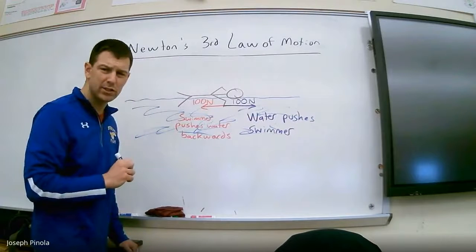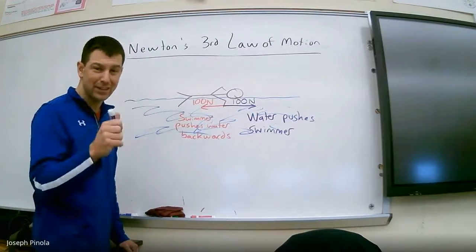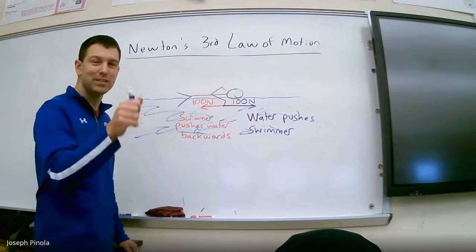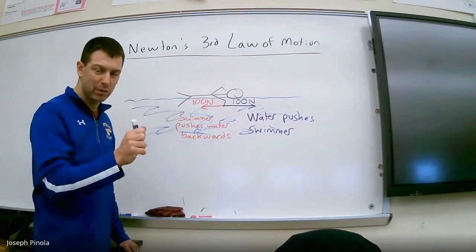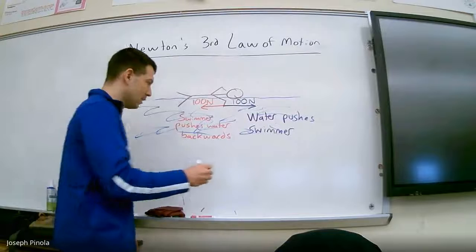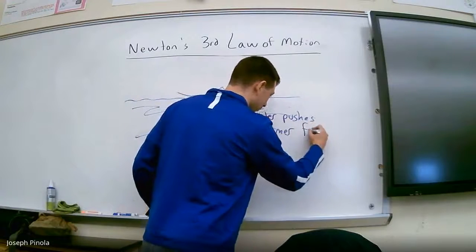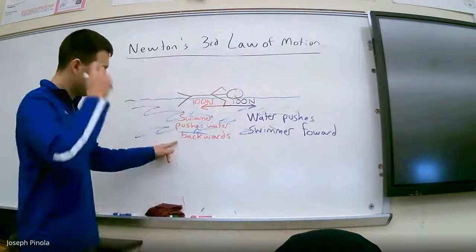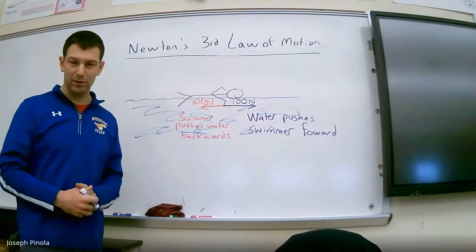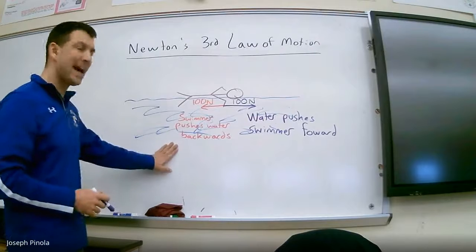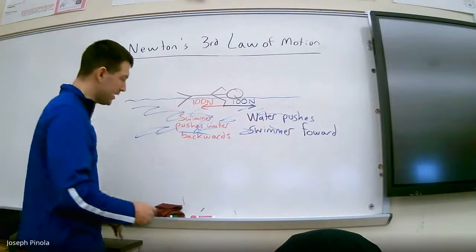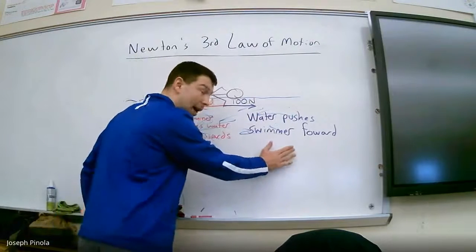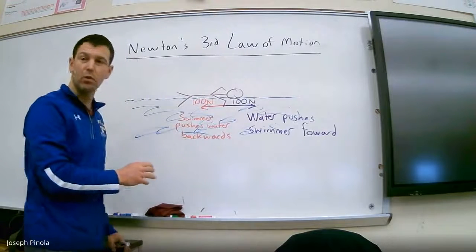And which direction does the water push the swimmer in? You guessed it, in the opposite direction that the swimmer pushed the water. So the water is going to push the swimmer forward because the swimmer pushed the water backwards. For every action force, there is an equal in magnitude and opposite in direction reaction force.